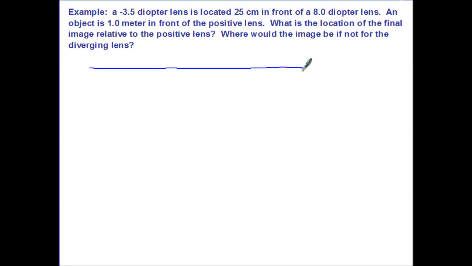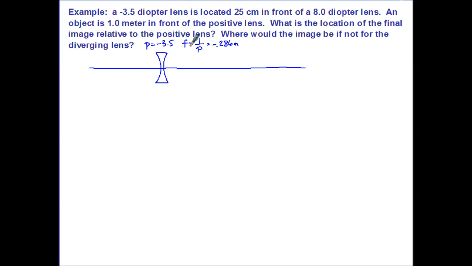So we have a -3 diopter lens. That would be a diverging lens. So it looks like this. And so since its power is -3, we could think of its focal length as 1 over that, and so that would be a focal length of -0.286 meters. Okay, so that would be the focal length of that lens.